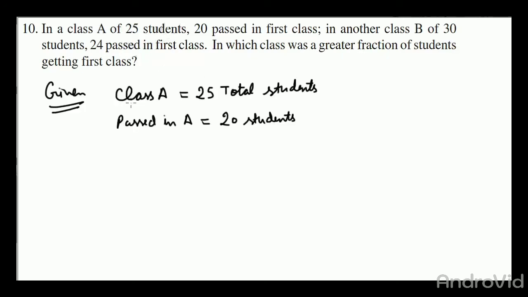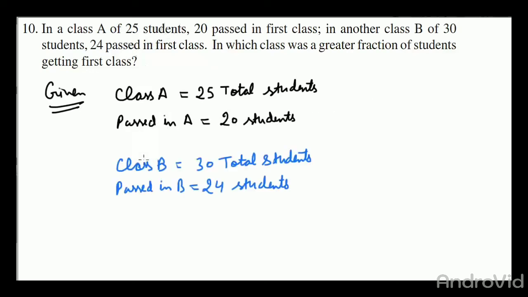Last question. In class A, 25 students, 20 passed, and in class B, 24 passed out of 30. Which is the greater fraction of students passed? Given is class A, 25 students, and out of them passed only 20 students, that is 5 failed. Class B is 30 students and passed 24 and 6 failed. So let's convert them into fractions. Then we have to find out which is greater.